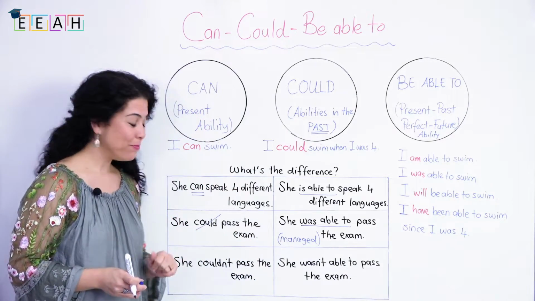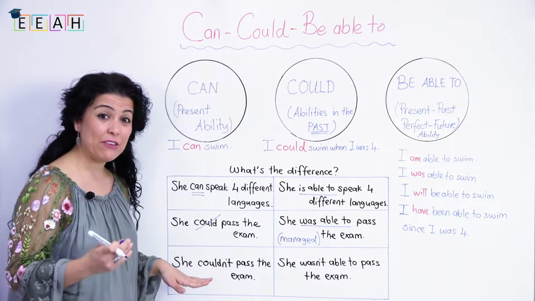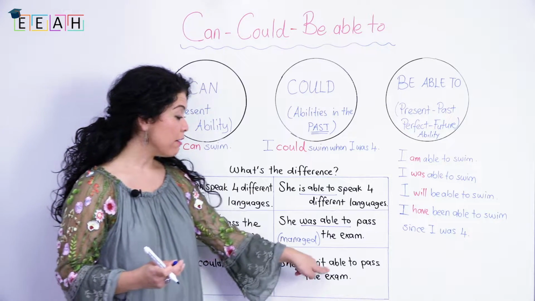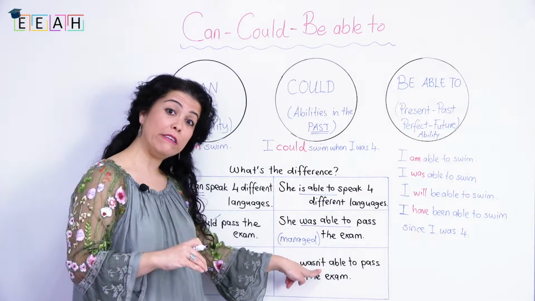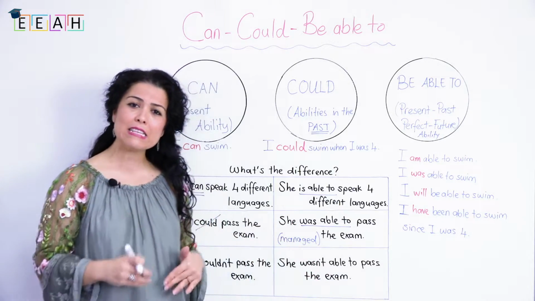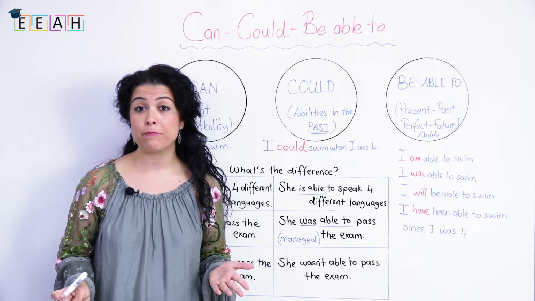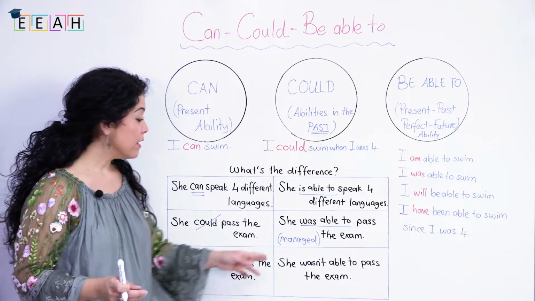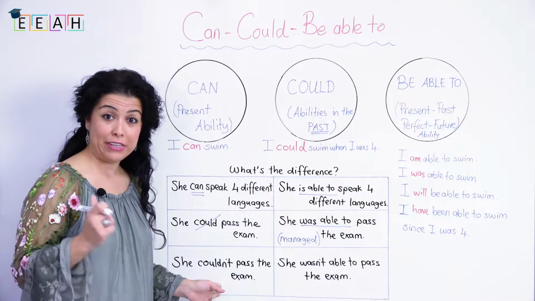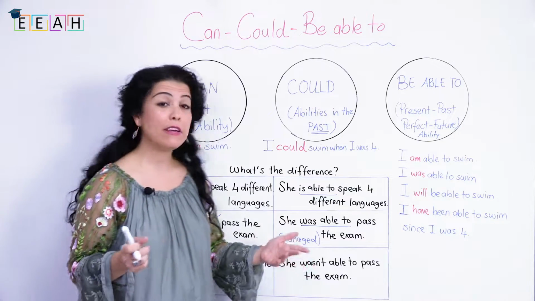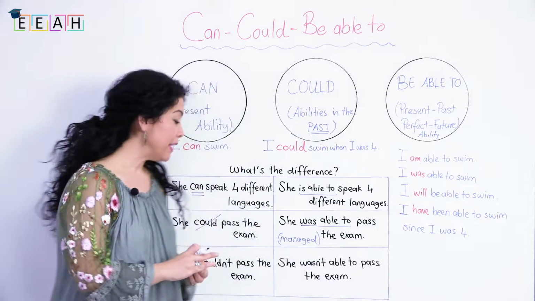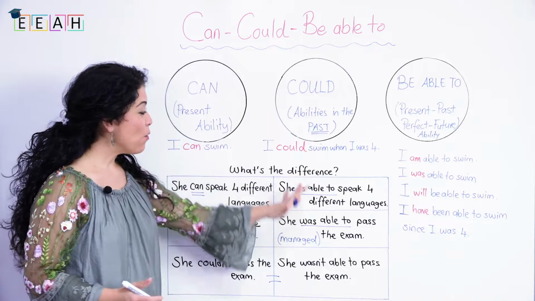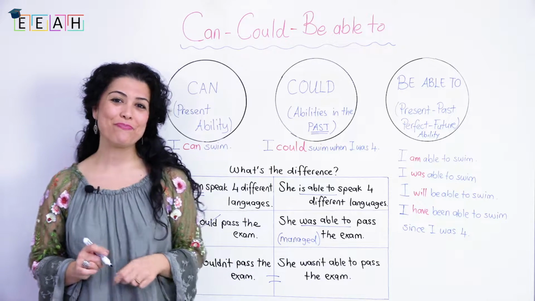The last one. When you talk about a negative activity in the past, you can say couldn't or wasn't, weren't able to. In this case, there is no difference. You can say she couldn't pass the exam, right? So this was a failure in the past, right? She wasn't able to pass the exam. The meaning is exactly the same. So that was it about the difference.